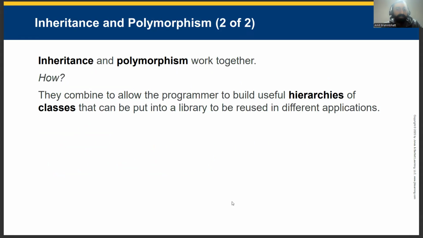Inheritance and polymorphism again. Here, the idea is that inheritance and polymorphism work together to create class hierarchies. These hierarchies form reusable libraries, reducing development time and increasing consistency across systems.